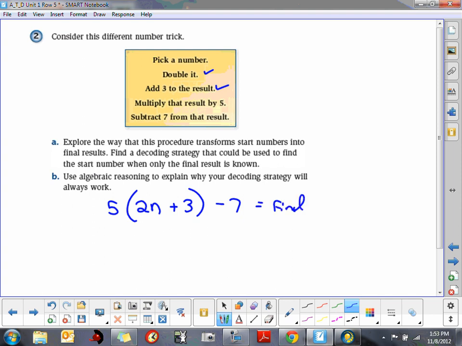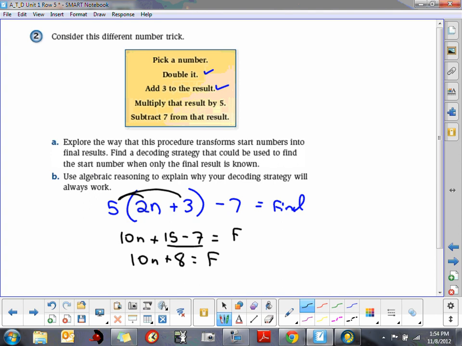But they say simplify it, and you can find the code. So simplifying it, what's the first thing you had to do to simplify? Many of you said, I don't know how to simplify. Well, what is it? What's the first thing you do? Distribute. So that's 10n, and 15 minus 7 equals, use F for final, then collect your like terms. So your final number should have been simply 10 times your number plus 8.